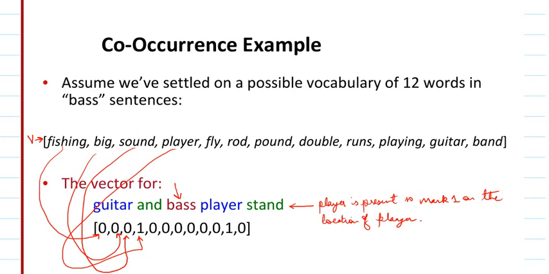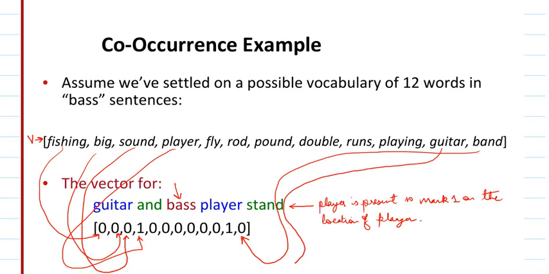Okay, so similarly this is the 12th location. The guitar is the 11th location, so the guitar is marked 1 at its location. So this is actually called one hot encoding. We mark 1 whether it is present or not. One hot encoding of bag of words.